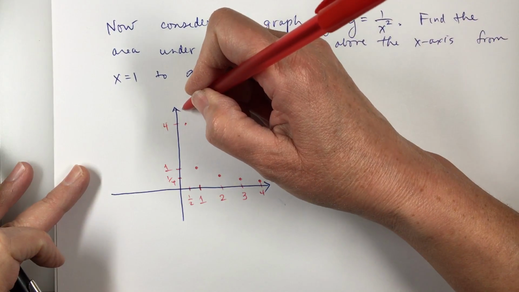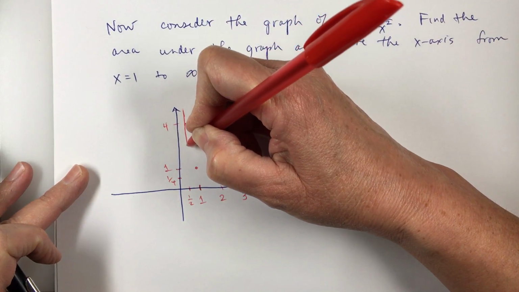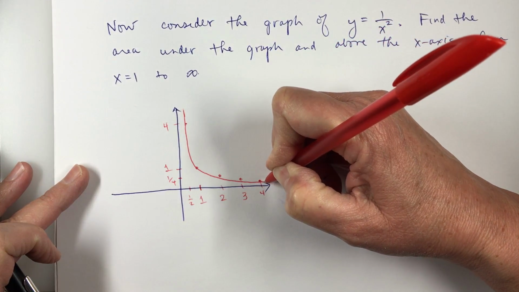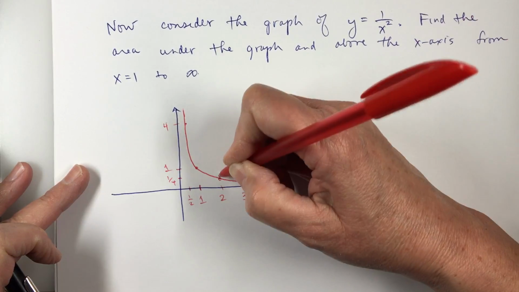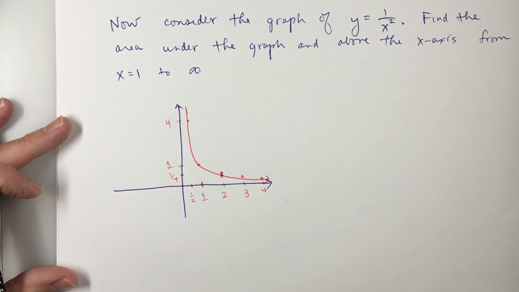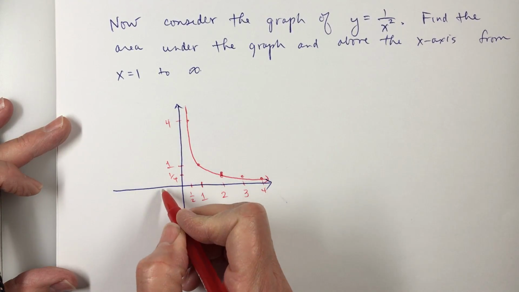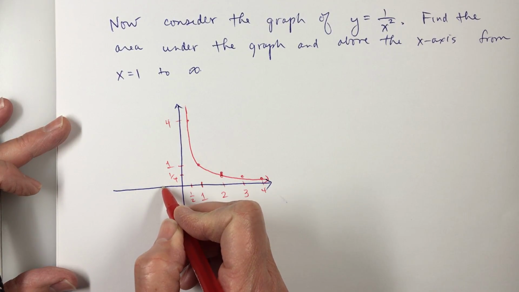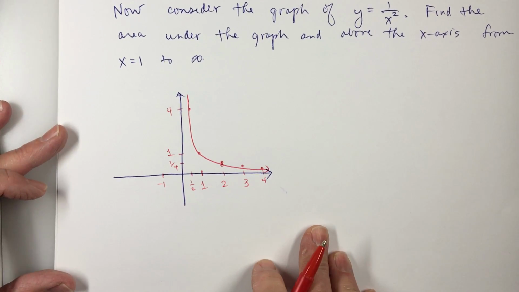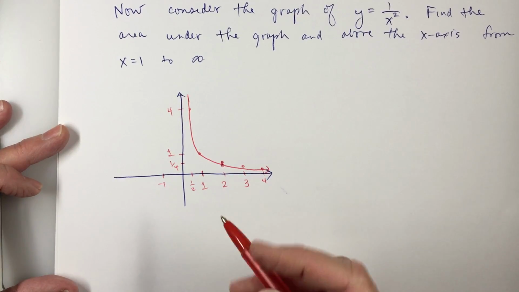And this one has a vertical asymptote, that's the y-axis. It has a horizontal asymptote, that's the x-axis. And this graph is approaching the x-axis a lot quicker than that other problem I just did. There is a portion of this graph on the other side of the y-axis. Just for fun, I'm going to put it in here. I don't really need it for this problem.